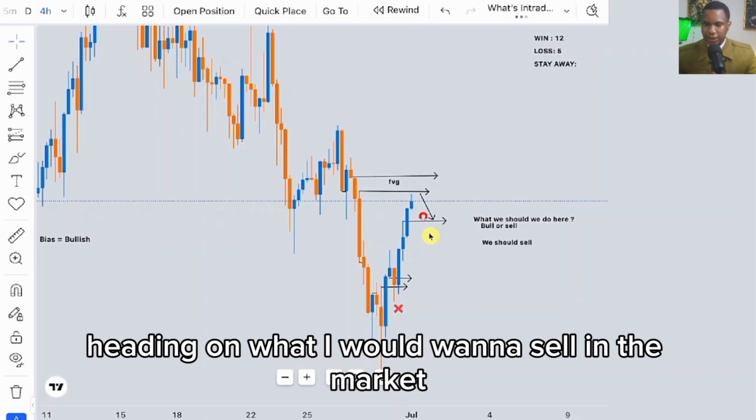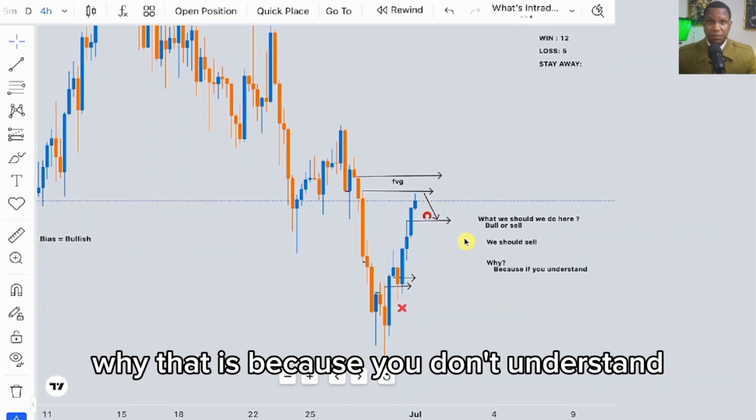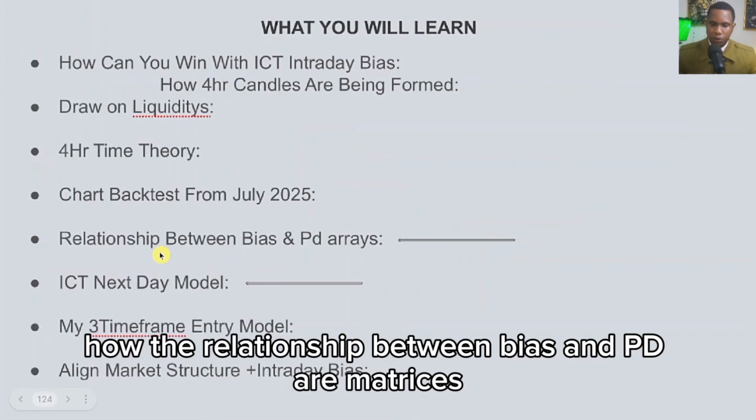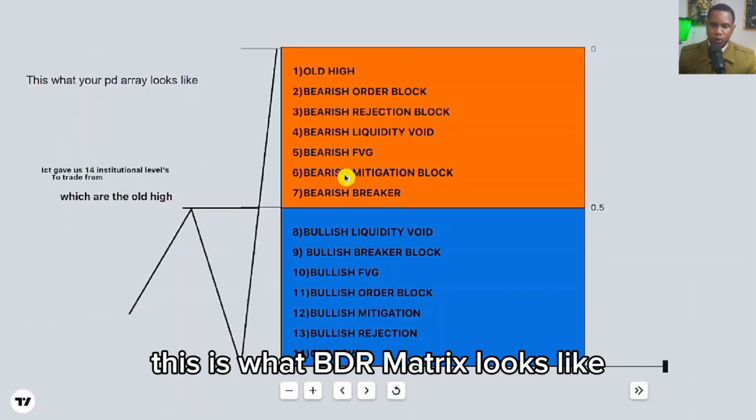answer, I would want to sell in the market. Why? That is because you don't understand the relationship between bias and PD array matrix. This is what PD array matrix looks like.